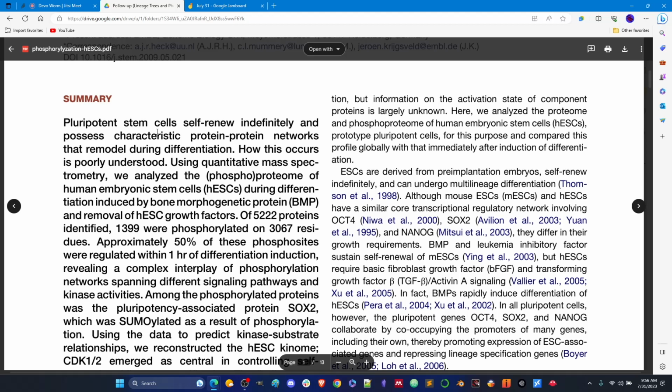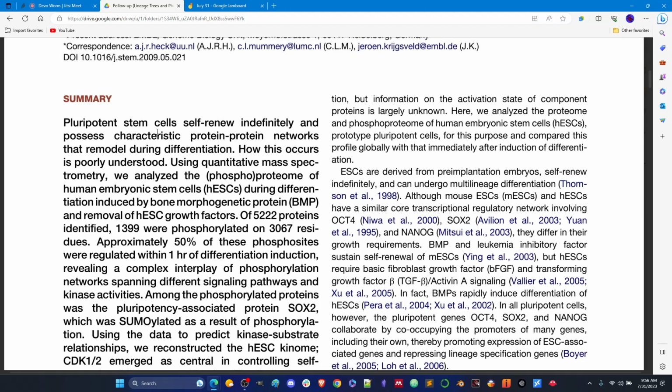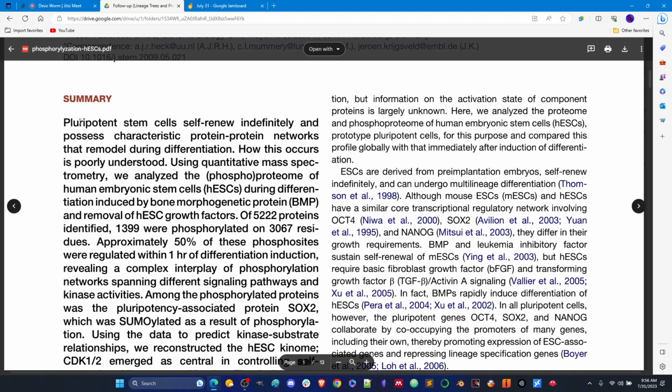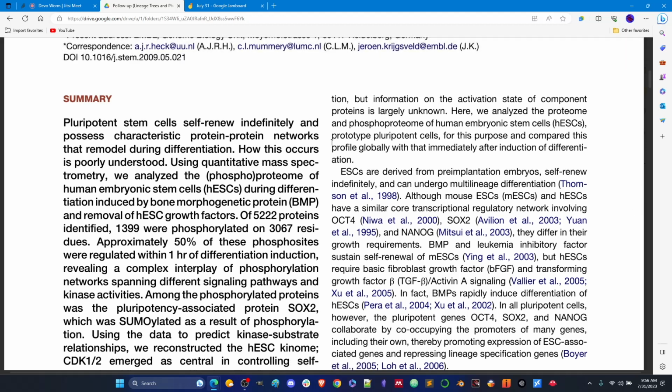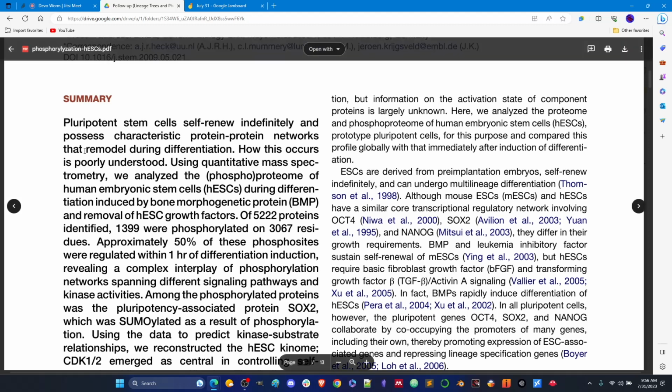Whereas cells that are differentiated tend to have a limit, where they have a certain number of divisions and then they go maybe towards apoptosis. So this is where you get this self-renewal aspect, and this is characteristic. You can find this in protein networks by looking at the different proteins that are interacting. And some of these networks also allow for remodeling during differentiation.